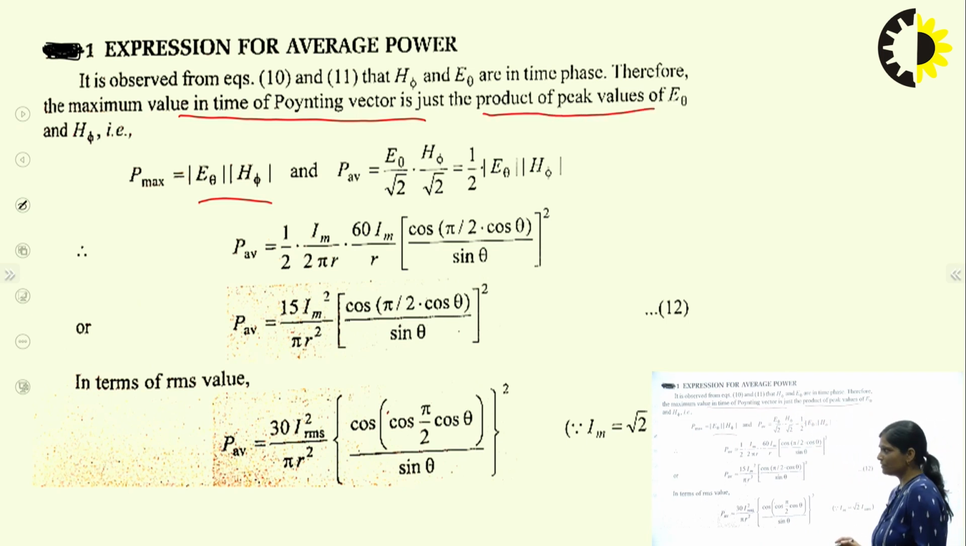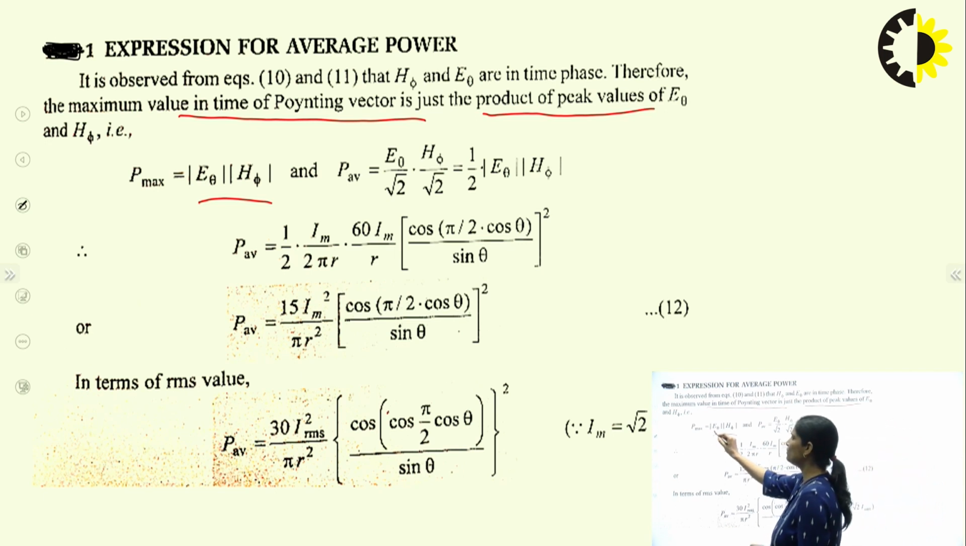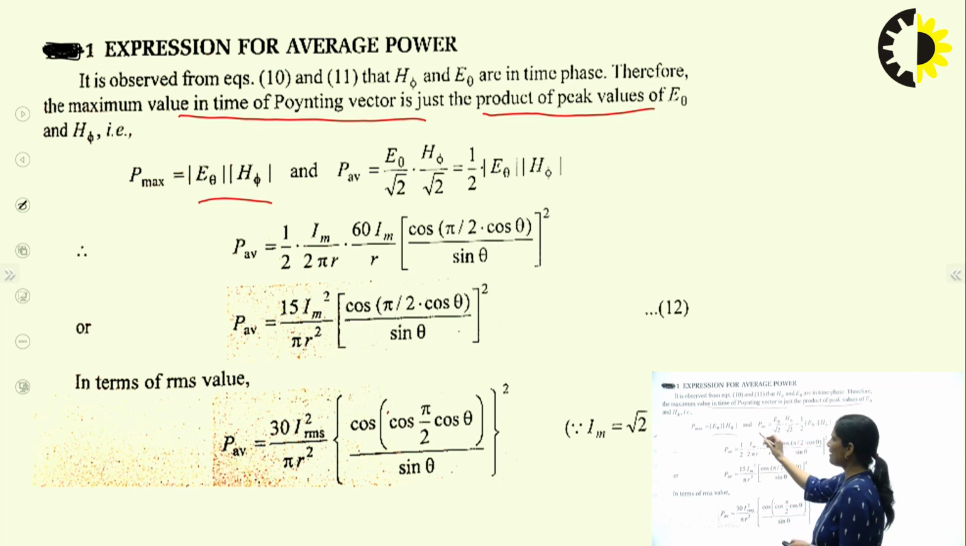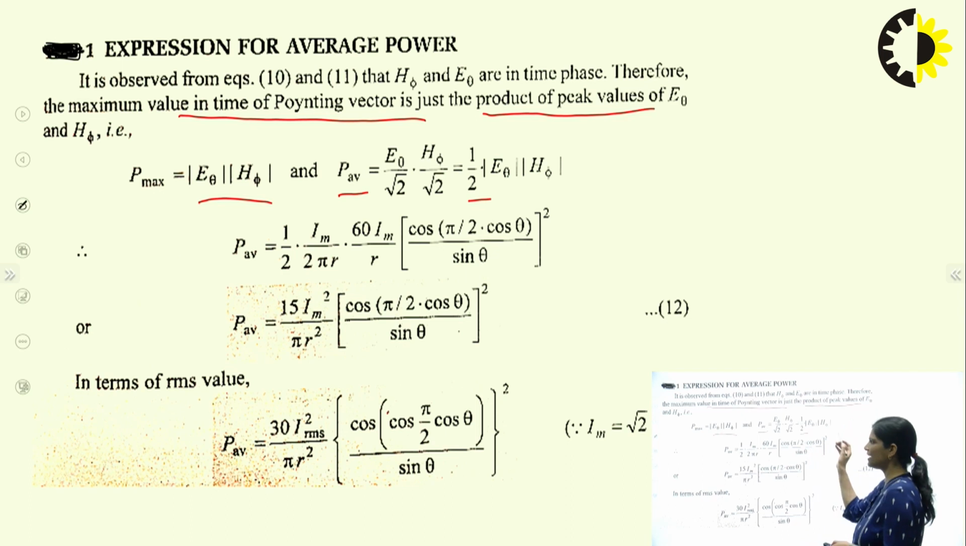So you can write P max is equal to mod E theta mod H phi. Here you can put the value of E theta and H phi. Now, average power is equal to what? Average power is equal to E theta upon root 2 dot H phi upon root 2, right? So finally it is half of E theta and H phi. Here you can put the values of E theta and H phi.